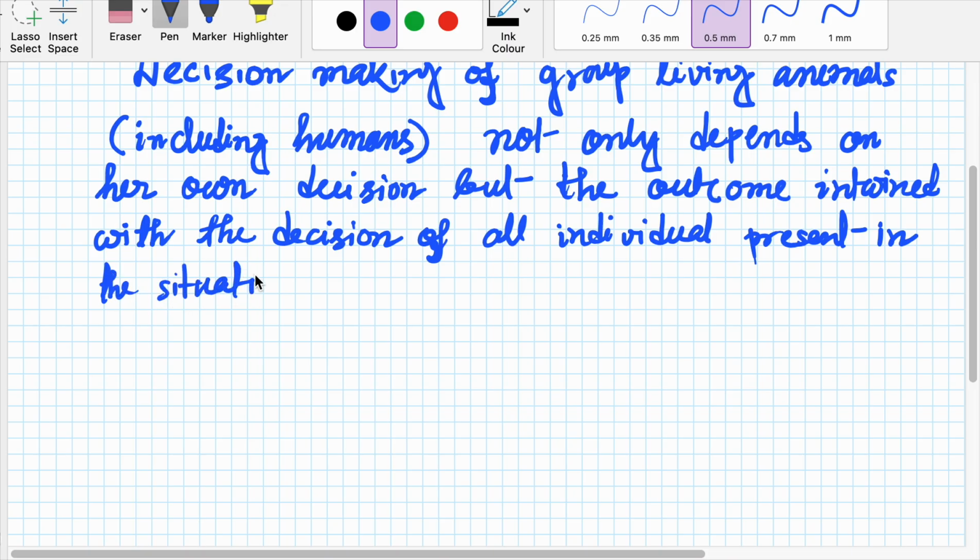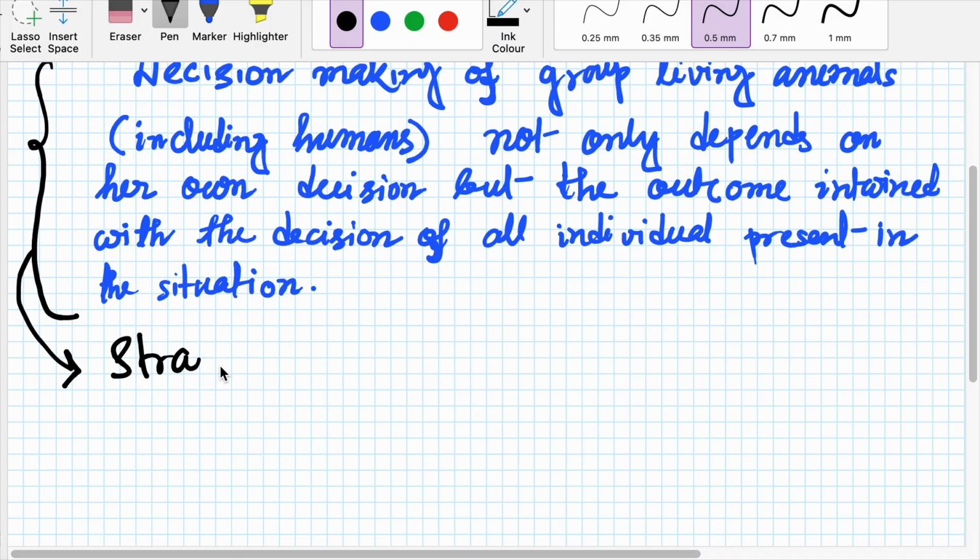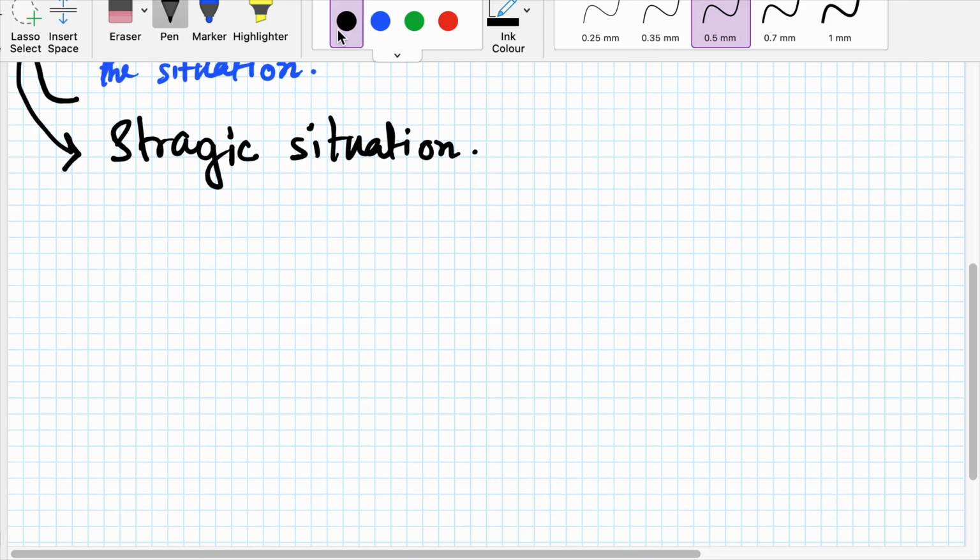So as I am talking about the example of ants, let me give you an example. This is called a strategic situation. Now let me give you an example of ants in a strategic situation. Okay.